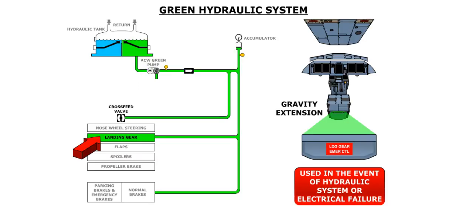The landing gear system is powered by the green hydraulic system. In the event of a failure of the green hydraulic system or an electrical failure, the landing gear can be extended by a gravity extension system.